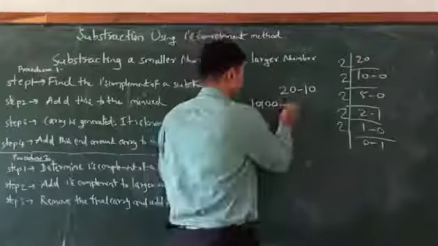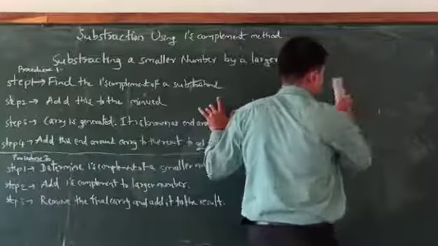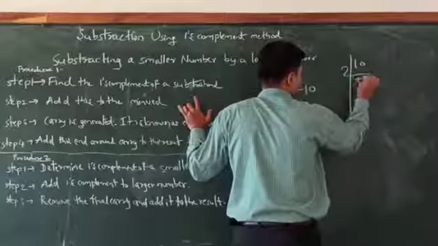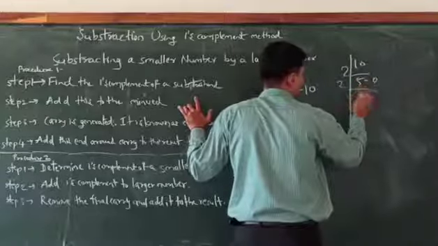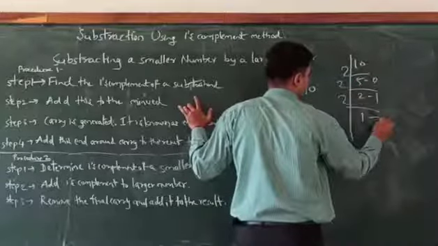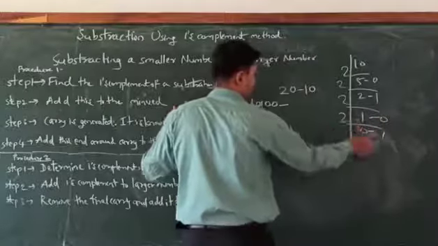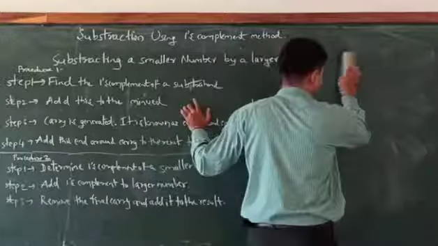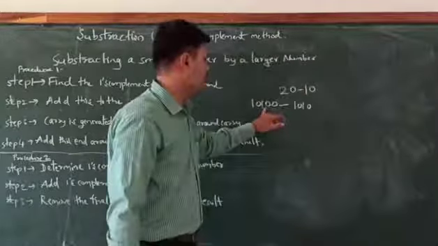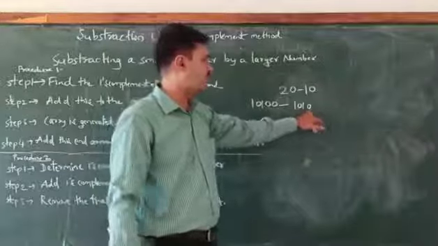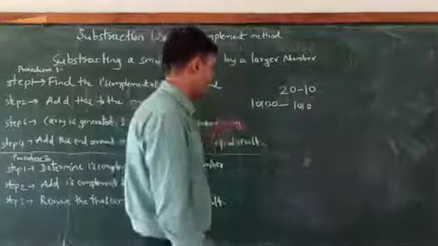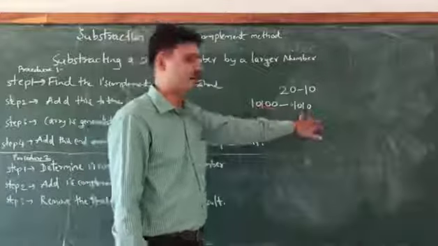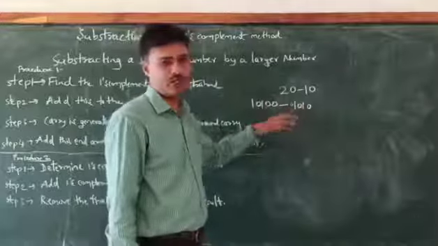1 0 1 0 0 minus 10, convert it to binary. 2 5s are 10, remainder 0, 2 2s are 4, remainder 1, 2 1s are 2, remainder 0, 2 0s are 0, remainder 1. Answer is 1 0 1 0. You can add 0 here to complete the 5 bits. Make it 0 1 0 1 0.